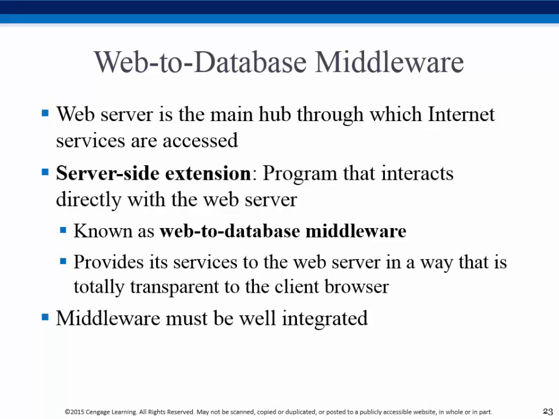Alright, so in general, the web server is the main hub through which all internet services are accessed. For example, when an end user uses a web browser to dynamically query a database, the client browser requests a web page from the web server. When the web server receives the page request, it looks for the page on the hard disk. When it finds the page, the web server sends it back to the client.